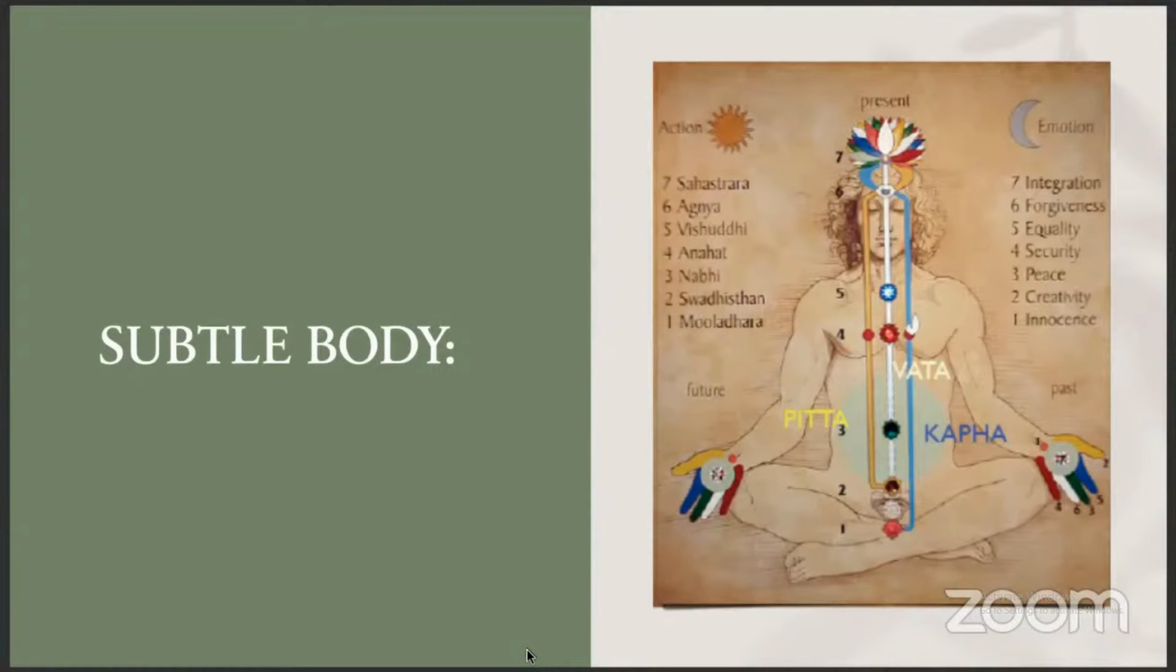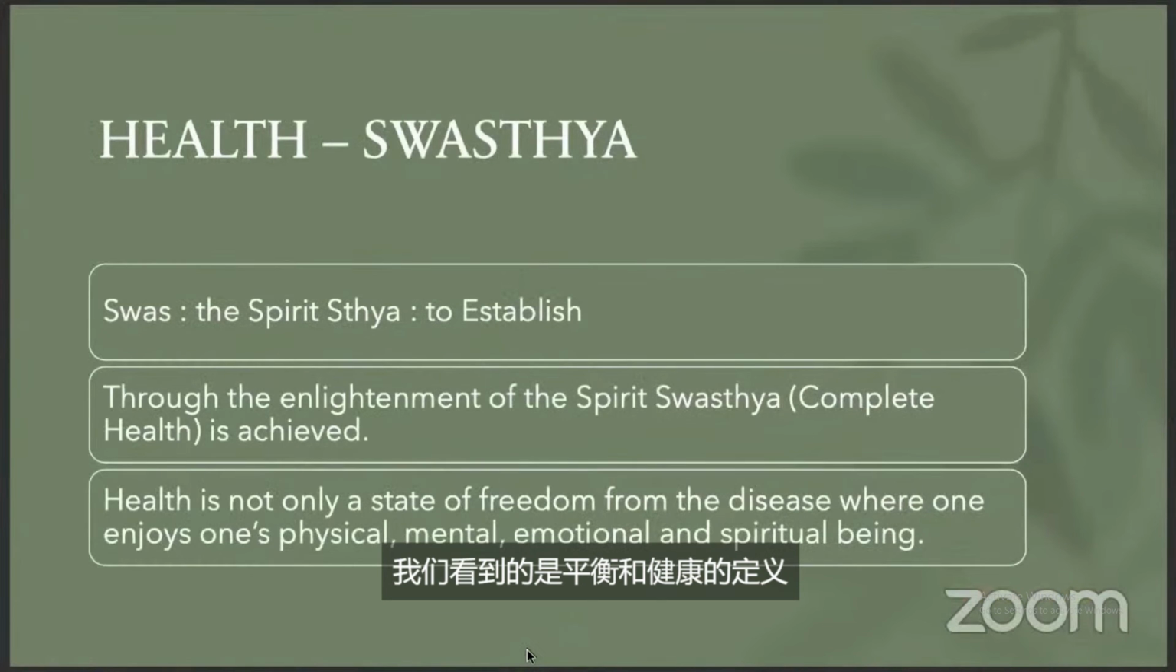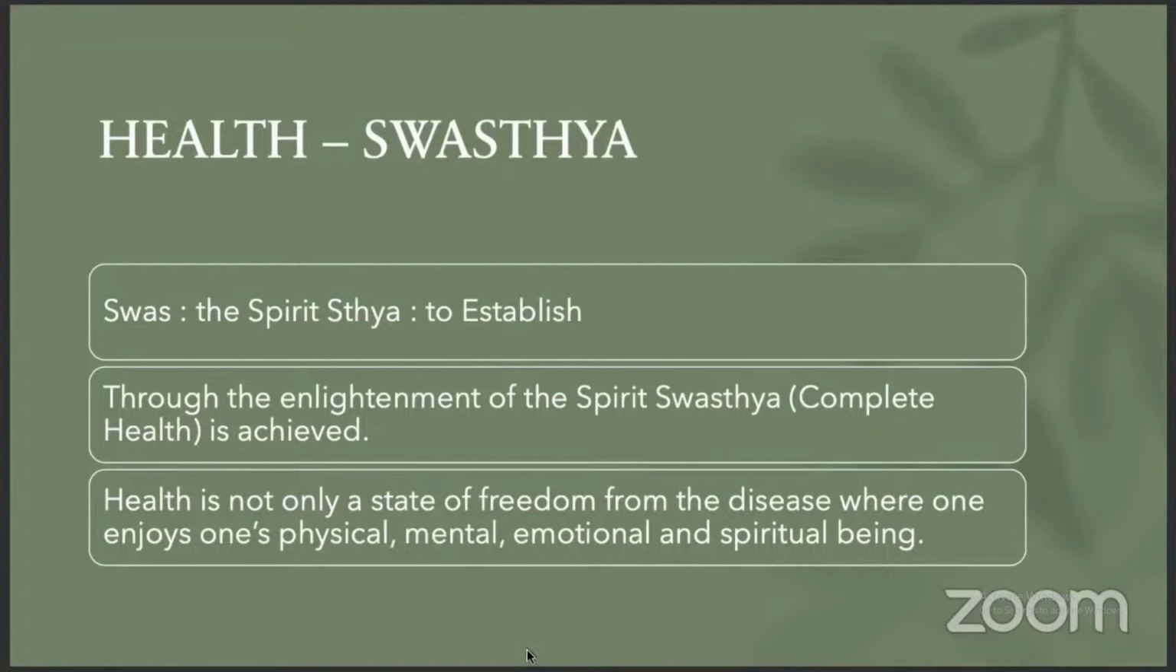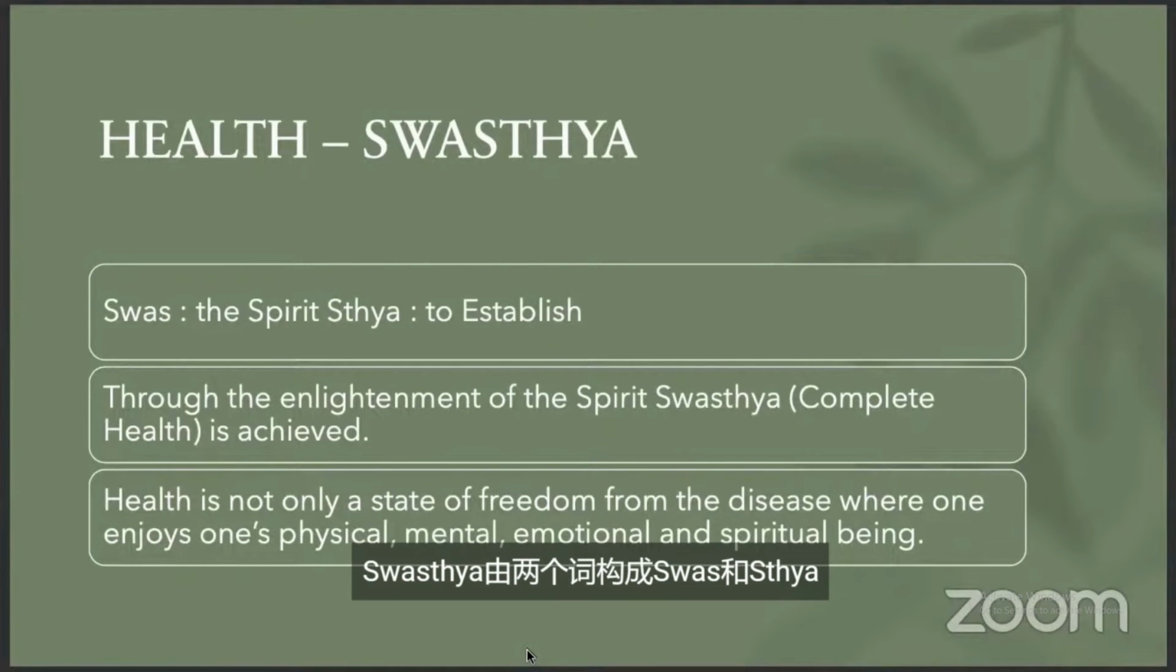So after this, we go to the next slide, so let us see the definition of health or balance. Health in Sanskrit, in Ayurveda, is called swasthya. We all know swasthya. Swasthya is made up of two words, swa and stha. Swa means the spirit. Swa, I am the spirit.